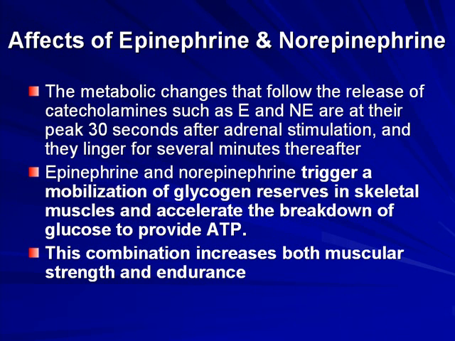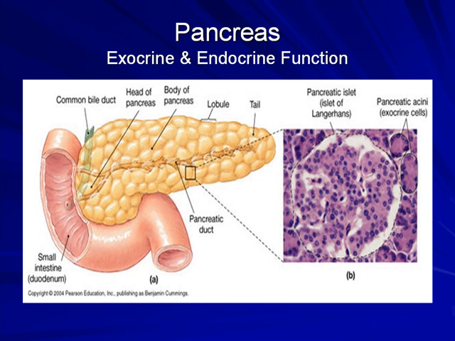But they do trigger the mobilization of glycogen. Remember, fight or flight. So I need my heart rate up because I'm going to run or I'm going to fight. I also need glucose because if I'm going to run, I need plenty of sugar. If I'm going to fight, I need plenty of sugar. So we see this surge in mobilization of glycogen reserves, which will break down and produce sugar. We see a combination of release of both muscle strength and endurance enhanced by epinephrine and norepinephrine.